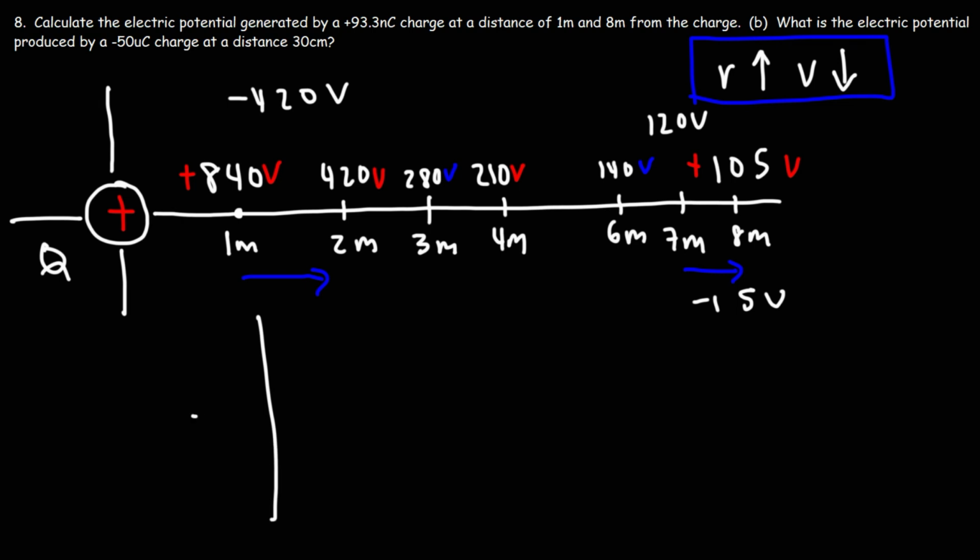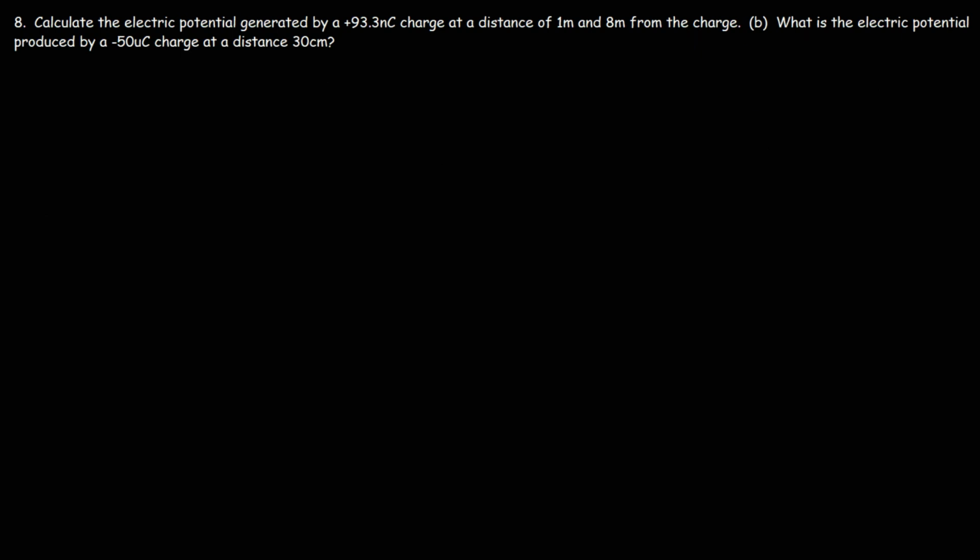If you were to plot the electric potential and R, the distance between a point of interest and the charge, you would get a graph that looks like this. So as you can see, the electric potential is very high when you're very close to the charge. But as you begin to move away, it decreases slowly and slowly. As we can see here, going from 7 to 8, the decrease was only 15. But going from 1 to 2, the decrease was huge, 420. So the electric potential is very high when you're very close to the charge, but it's very low when you're further away from it. Now let's move on to part B.